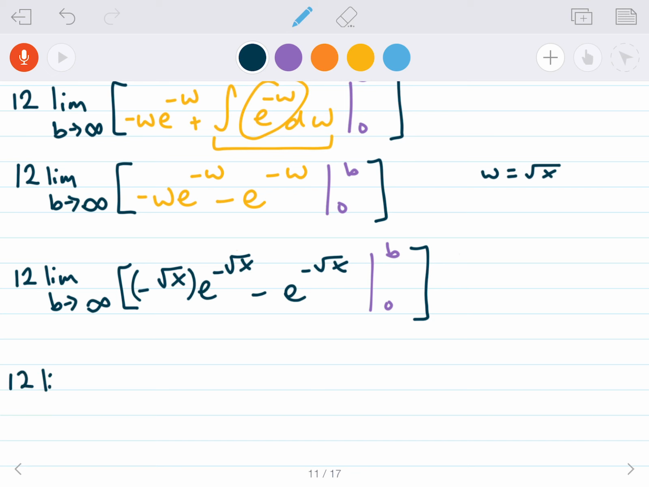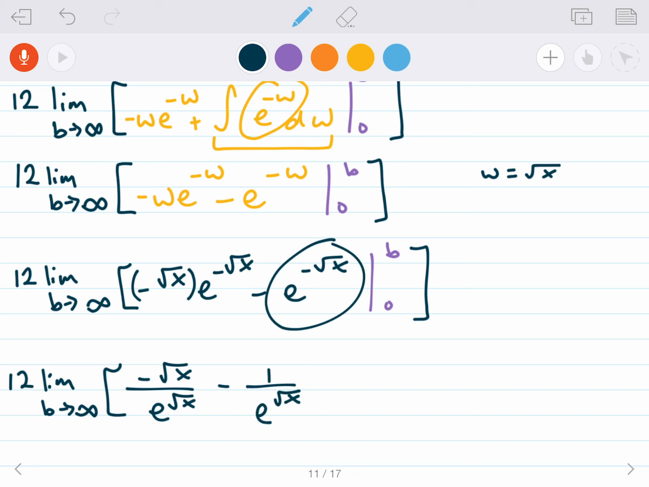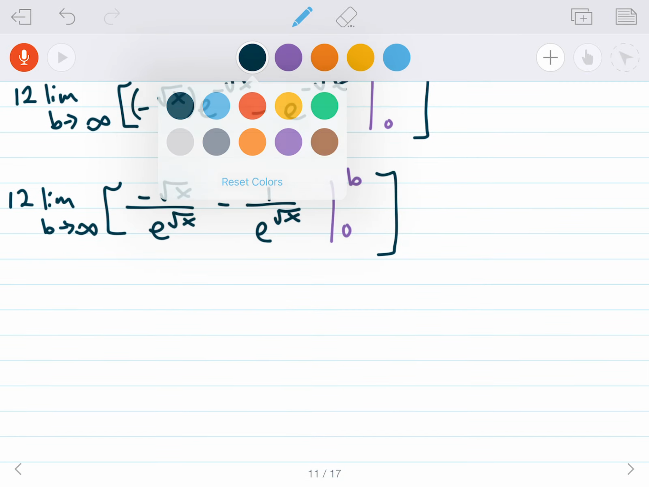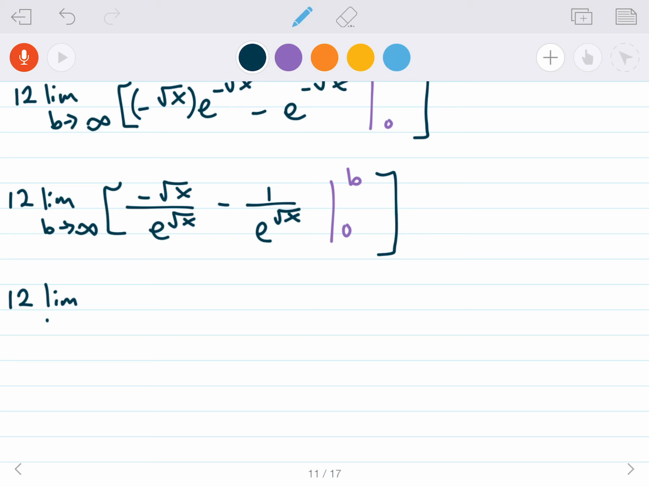So rewriting this a little bit nicer with denominators, I have negative root x over e to the root x, and if I just bring that to the bottom, minus 1 over e to the positive root x. Again, just bringing this guy to the bottom from 0 to b, and now I'm going to evaluate at my limits of integration. So I still have that 12 limit as b goes to infinity on the outside. Then I plug in b first for x, so I have negative root b over e to the root b minus 1 over e to the root b.